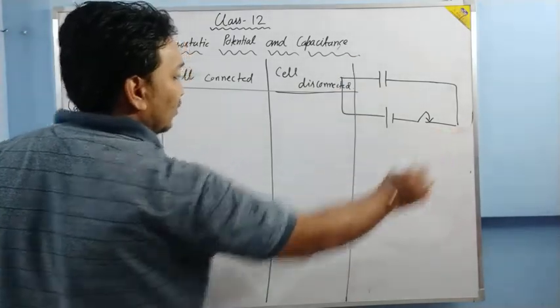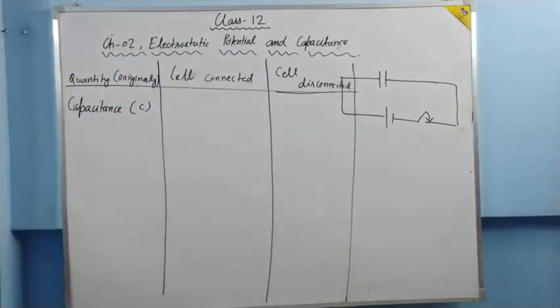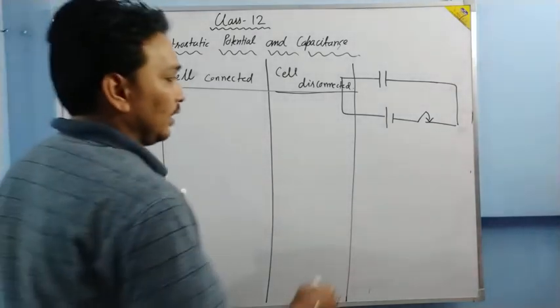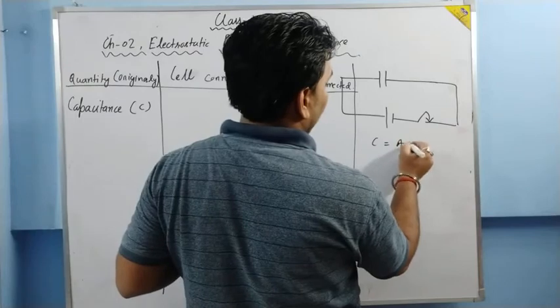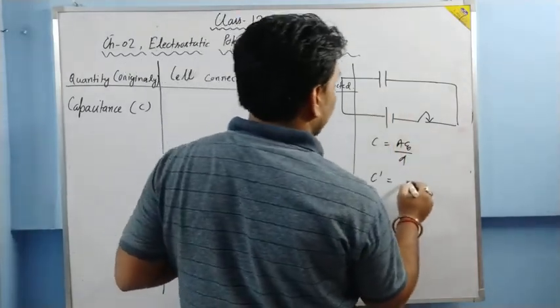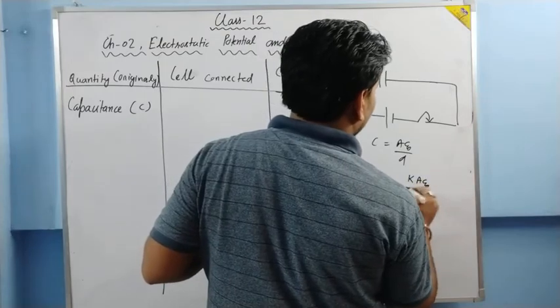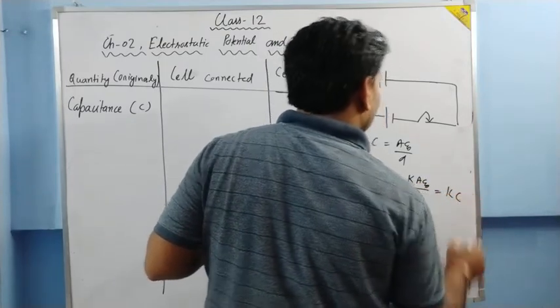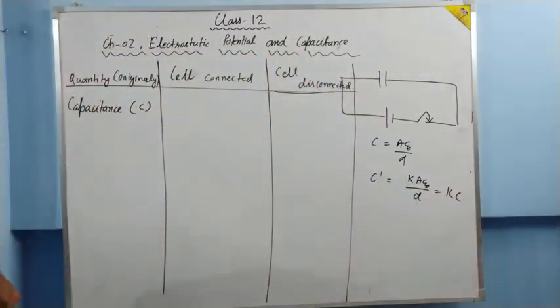Let us have a space over here, we will do rough. What will be the change in the capacitance, whether the battery remains connected or not? If C is equal to A epsilon naught by D and one dielectric slab is inserted, then the capacitance becomes K A epsilon naught by D. Basically the capacitance increases K times, KC.